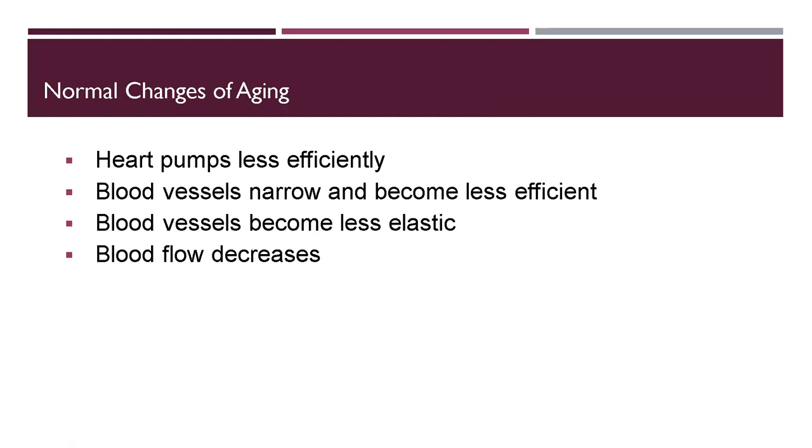Normal age-related changes in the circulatory system include the following. The heart pumps less efficiently, blood vessels narrow and become less efficient, blood vessels become less elastic, and blood flow decreases.